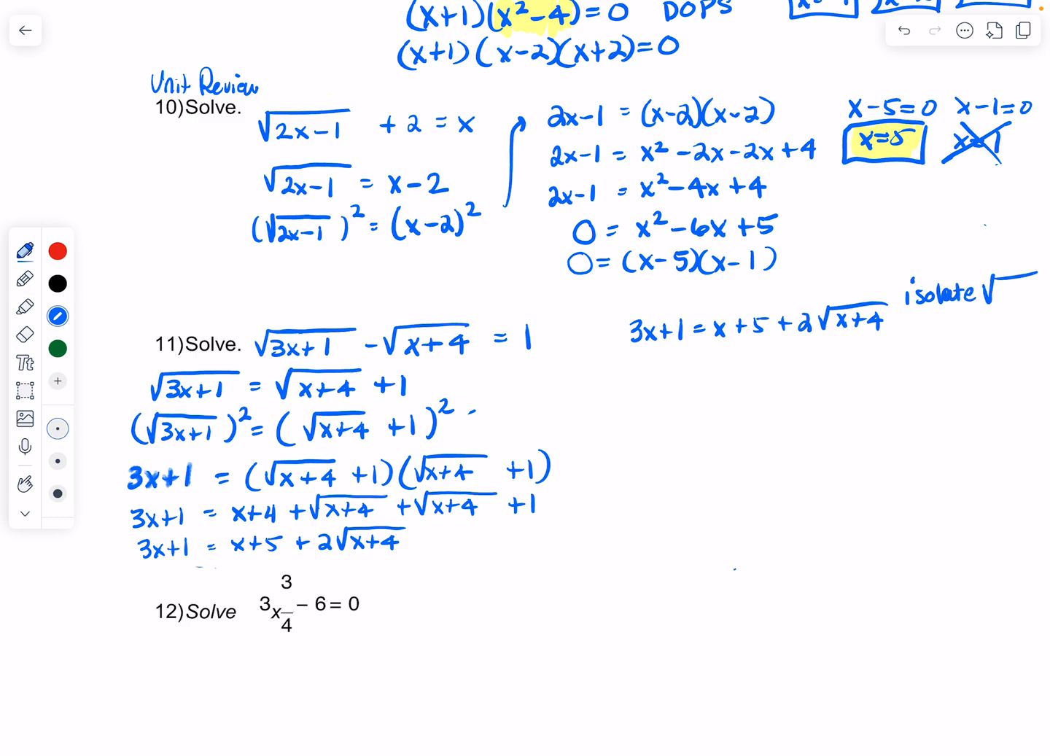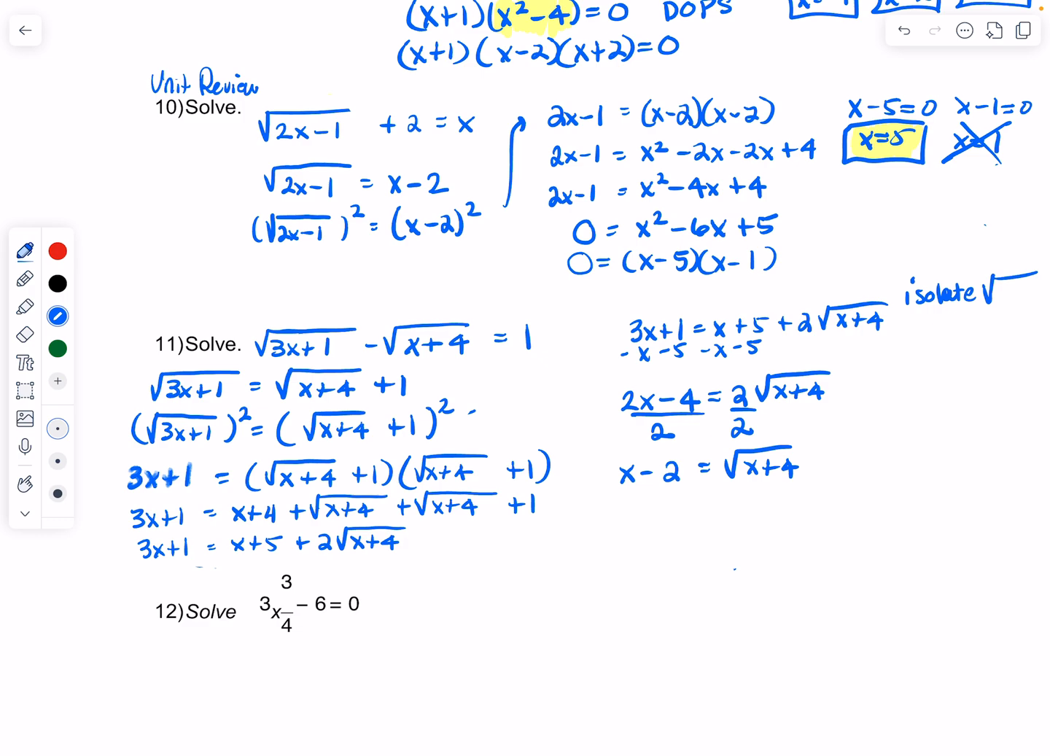Okay, so in order to do that, I need to move the x over. So I'm going to subtract x off of both sides. I'm also going to subtract 5 off of both sides. So when I do that, I get 2x minus 4 equals 2 square roots of x plus 4. Again, I have to get the square root by itself, so I'm going to divide both sides by 2. And when I do that, I get x minus 2, because 2 divided by 2 is 1x, and negative 4 divided by 2 is a negative 2. And this equals the square root of x plus 4.